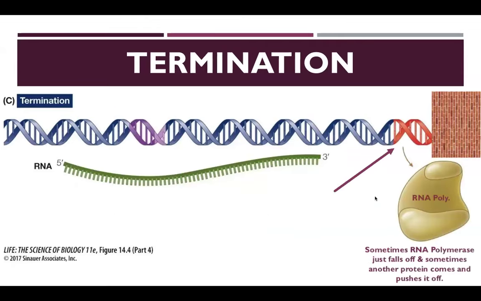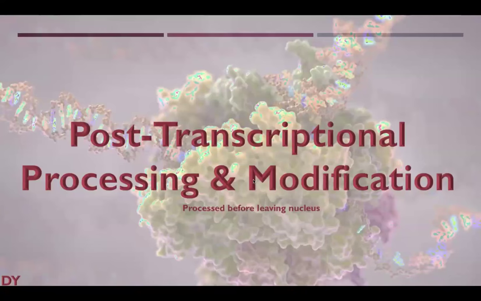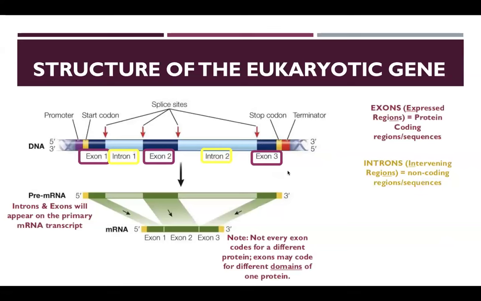And then finally, your RNA polymerase detects the termination site. Once it detects the termination site, it releases the transcript, it falls off, or sometimes another protein can come in and just push it off. So now you have your mRNA transcript, but it still needs to be processed and modified. So here, post-transcriptional processing and modification.